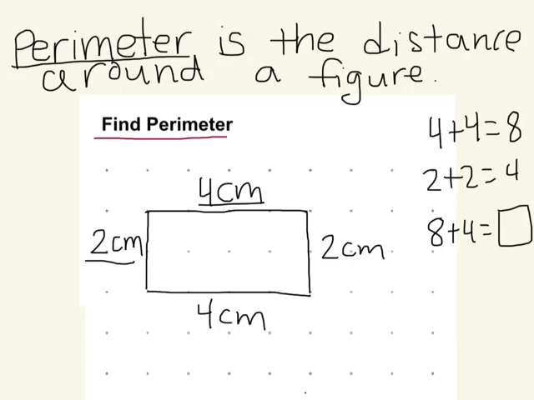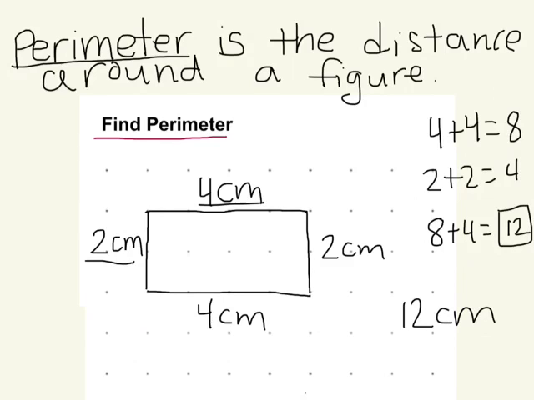All right, I decided to solve this one differently. I took my opposite sides and added 4 plus 4 to get 8. I took my other opposite sides, added 2 plus 2 to get 4, and then I added both of these, 8 plus 4, and discovered that the perimeter is 12 centimeters. How did you do?